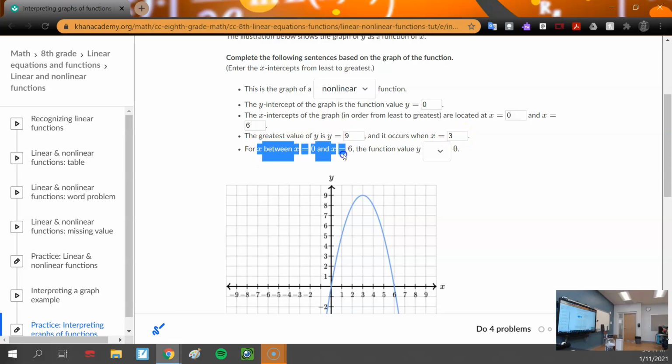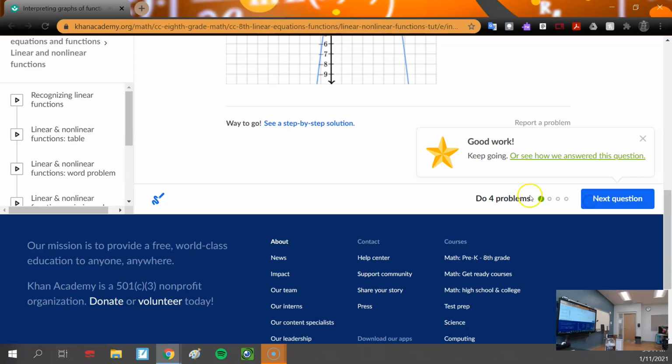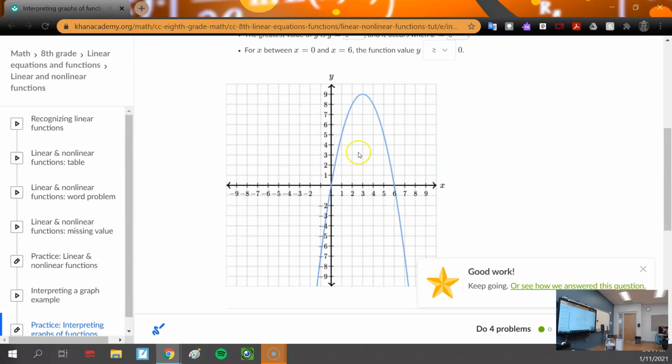And for x between 0 and 6, the function y is y greater than 0, less than 0. What? This is why I wanted to go over these. This is saying when we're in between 0 and 6, when our graph is in between x of 0 and x of 6, is the y greater than 0, less than 0, or equal to 0? It's greater than, and in a couple spots, equal to, right? So it's greater than or equal to. So that's how we deal with that type of problem in Khan Academy.